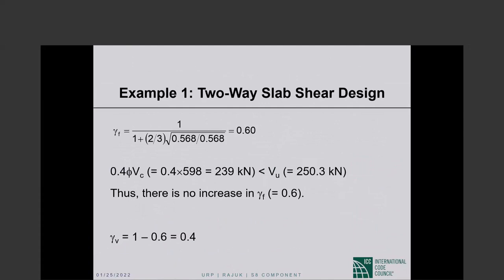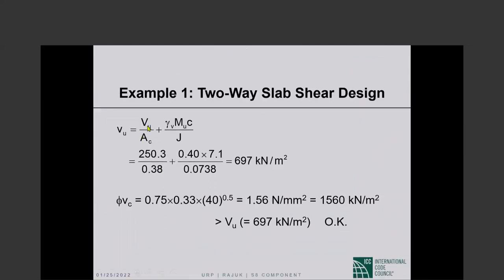Gamma sub F is 0.6. Here, we could not even increase it if we wanted to, because V sub U is larger than 40% of phi times V sub C. So that option is not even there. An increase from 0.6 to 0.75 is not allowed because V sub U is larger than 40% of phi times V sub C. So our gamma sub V is 0.4.